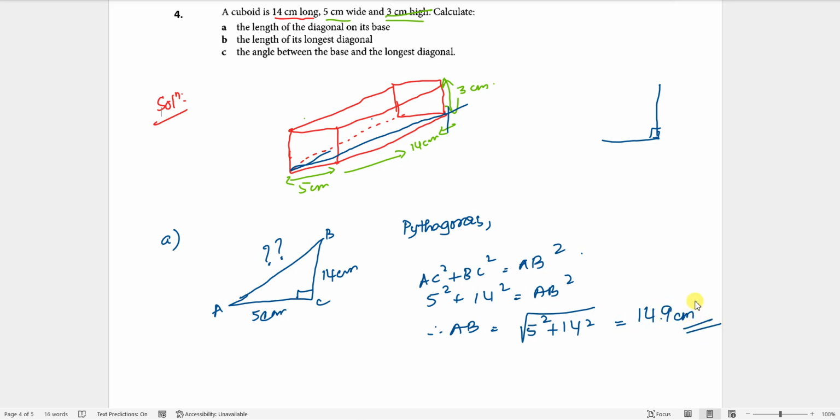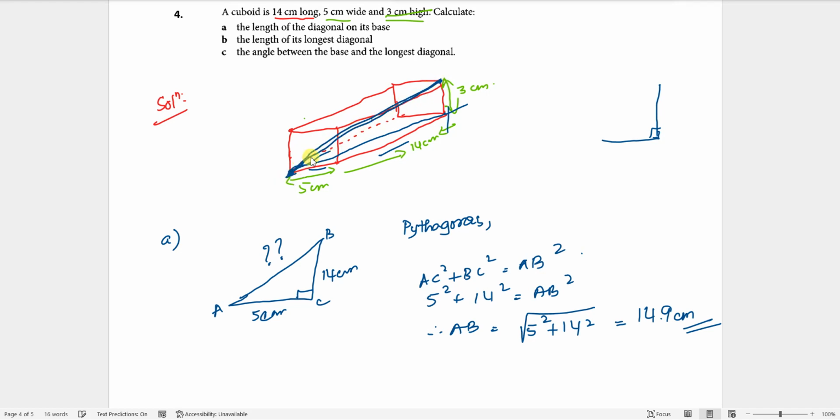Okay, then part B, the length of its longest diagonal. Now what does that mean? The length of its longest diagonal. Longest diagonal means, you see, you take a cuboid. I can give you an example, your eraser. So just take your eraser. You can see this side, you can see this side, but how do you know what is the longest diagonal? Longest diagonal is from the most top corner of the last part till the top. So this is gonna be your longest diagonal.